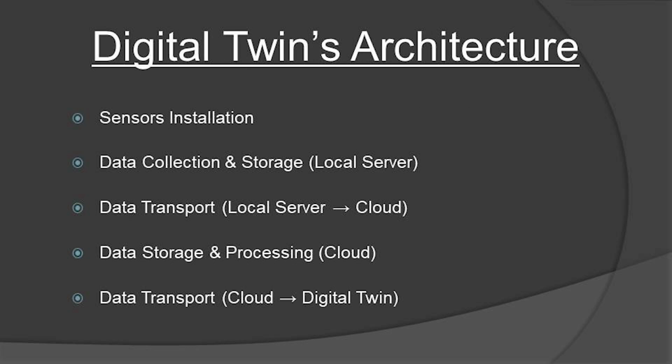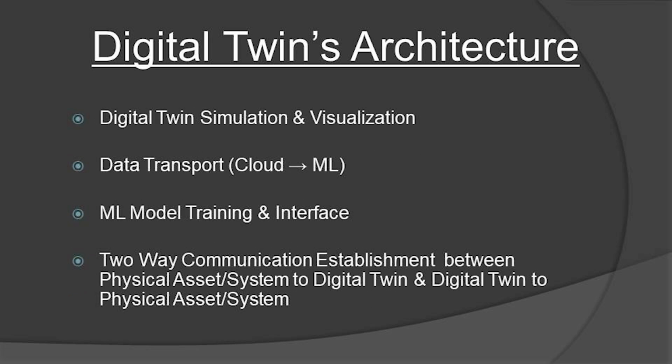The digital twin architecture, depending on project needs, usually consists of sensors installation, data collection and storage to local server, data transport from local server to cloud, data storage and processing in cloud, data transport from cloud to digital twin. Digital twin simulation and visualization, data transport from cloud to machine learning model, machine learning model training and inference, establishment of two-way communication between physical asset or system to digital twin and digital twin to physical asset or system.